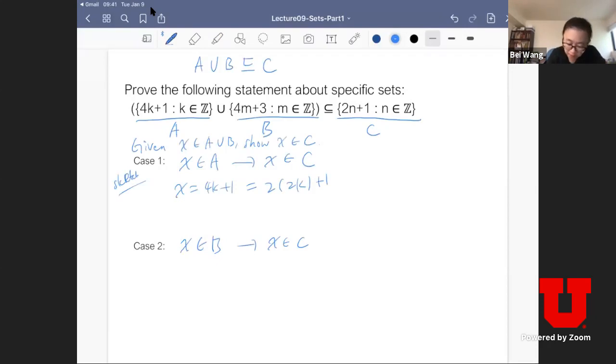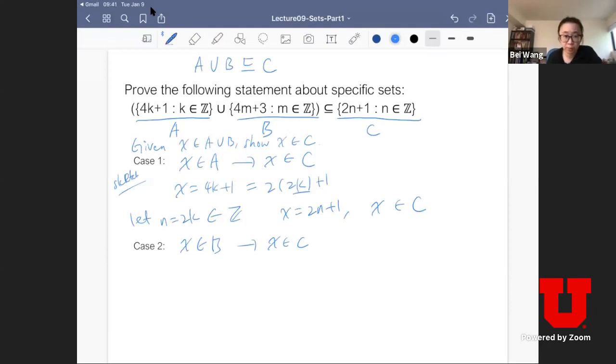And by closure property, if I let n equal 2k, by the closure property of integers under multiplication, this is an integer. So x is equal to 2n plus 1, right? It takes a similar form as the element in C. Therefore, x is in C.